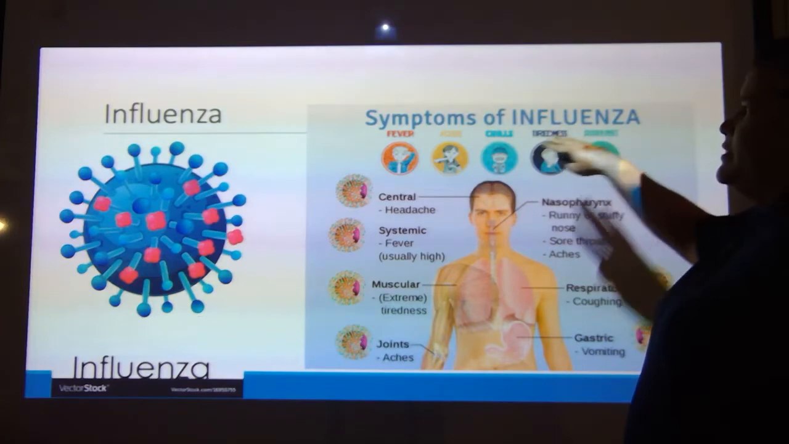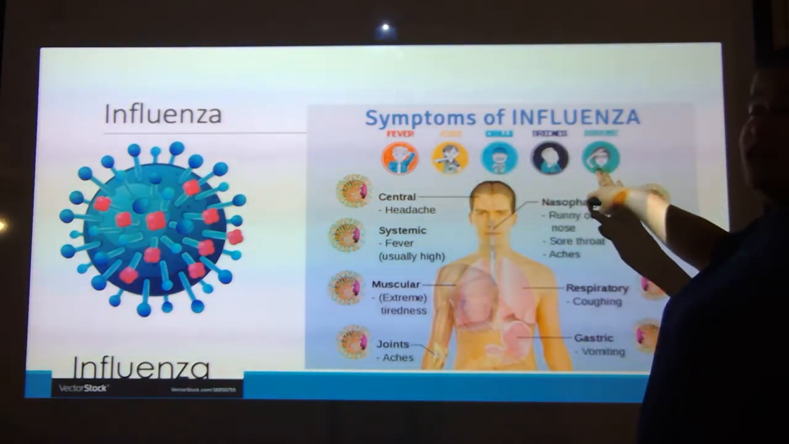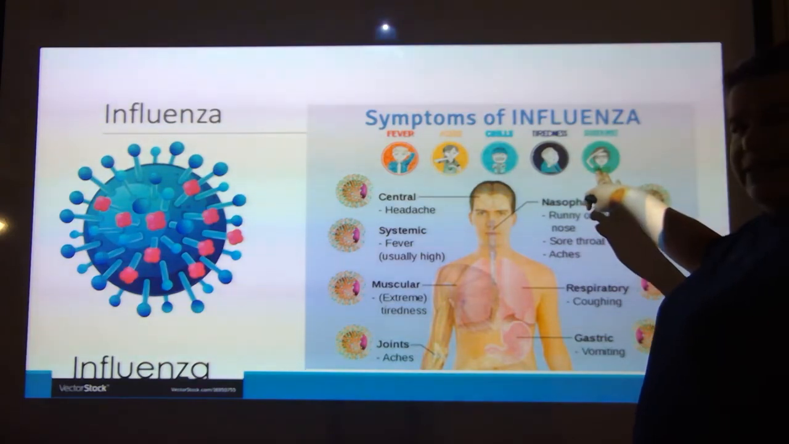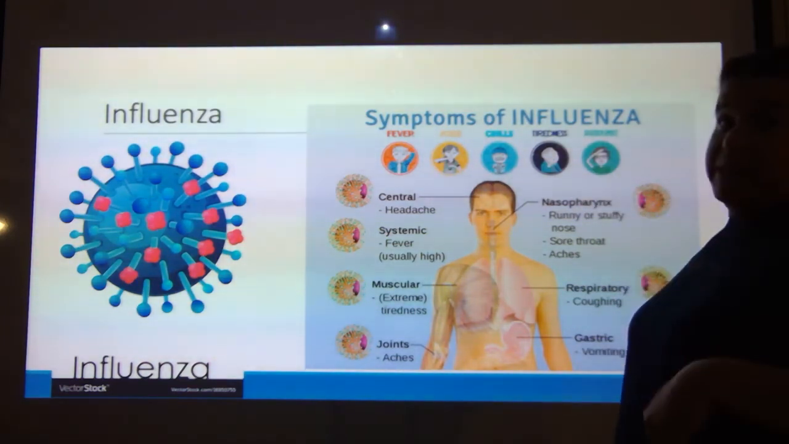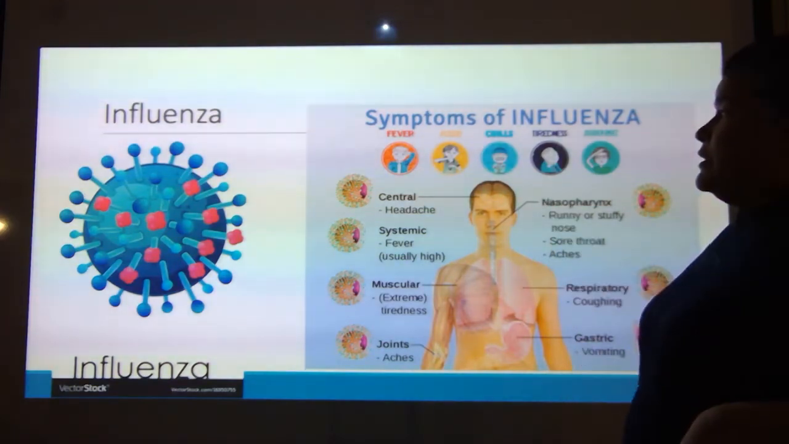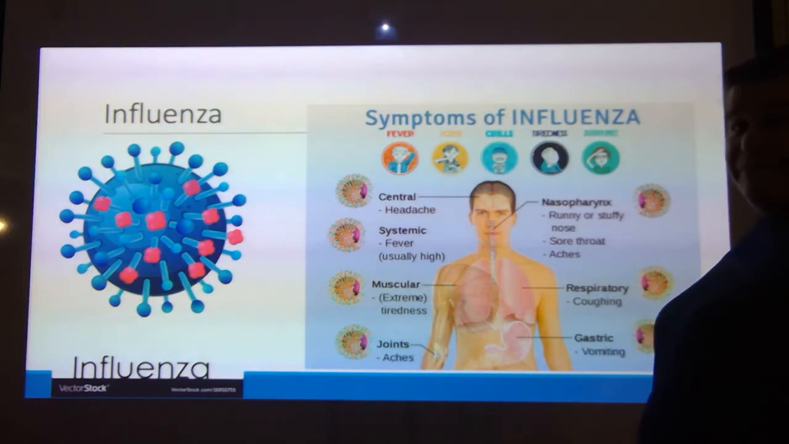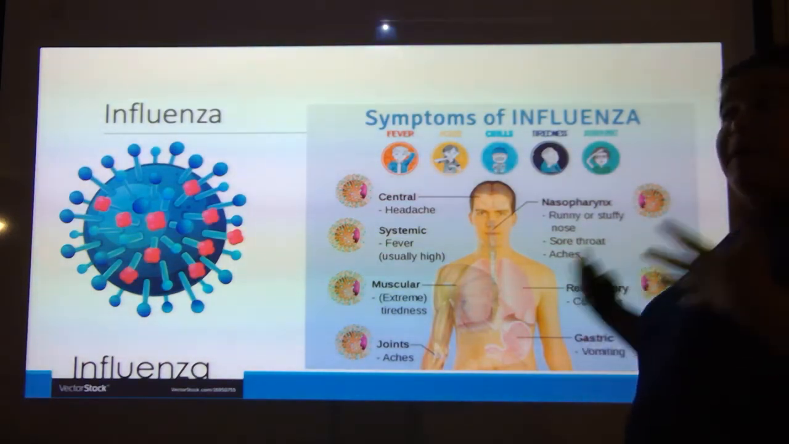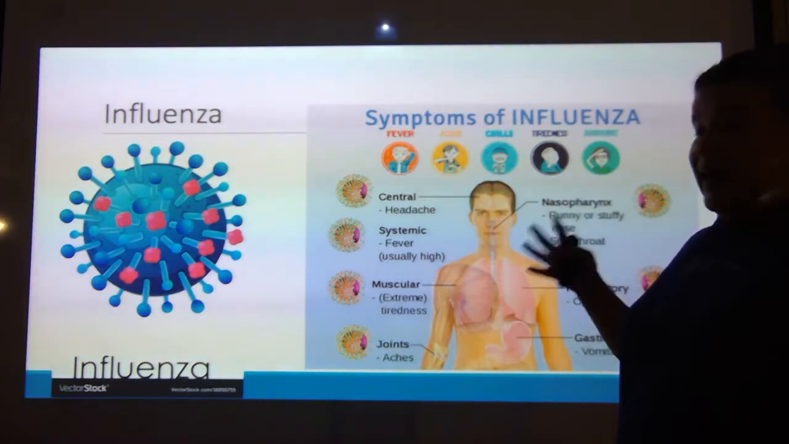The symptoms: fever, aches, chills, tiredness. Usually it has a very sudden onset. It's not something that, you've been feeling bad for a few days. Usually you get sick real fast. Central nervous system, you have a headache, systemic fever, but it's not the low-grade fever we see with a cold. This is going to be a high fever.